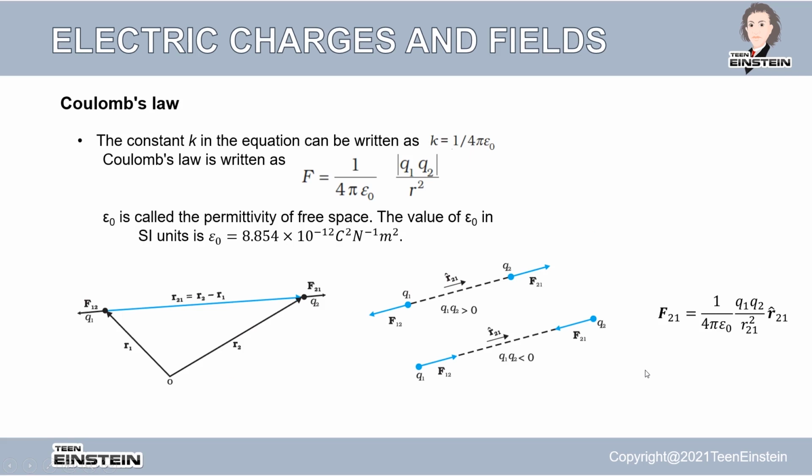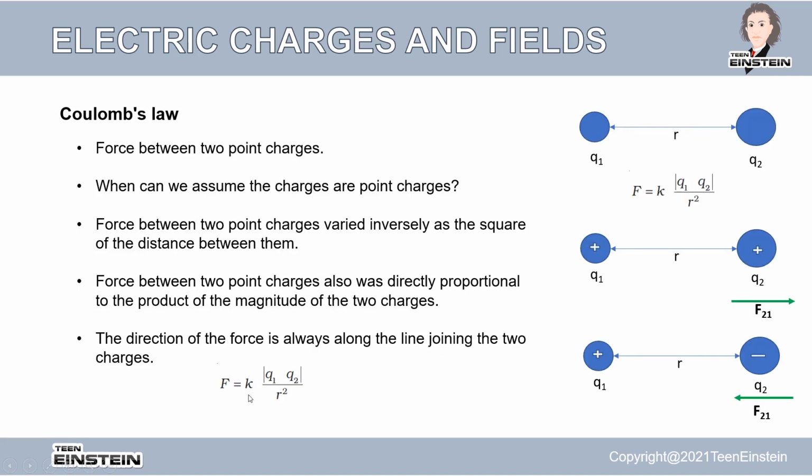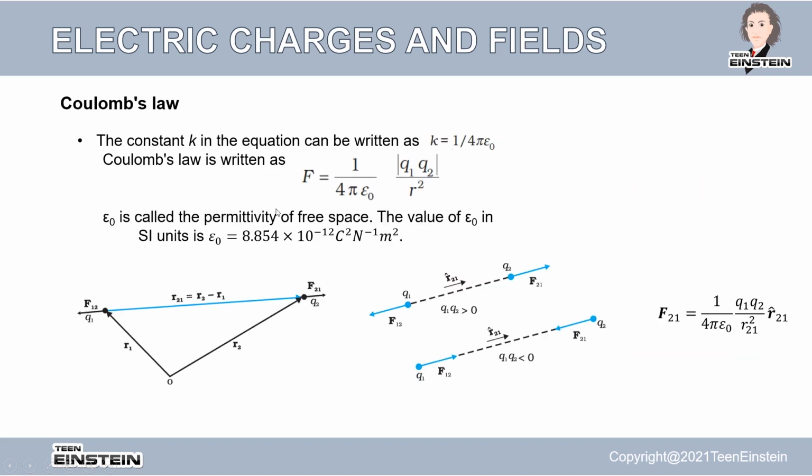Now Coulomb's law can also be applied vectorially like this. Before going into that, we will see what this constant is. We saw that F equals K times Q1 Q2 by R squared. So what is this K? This K can be expressed as 1 by 4 pi epsilon naught. This is the proportionality constant from Coulomb's law.